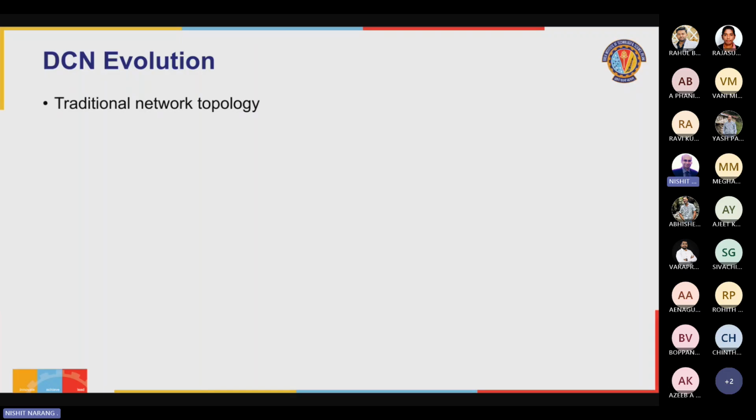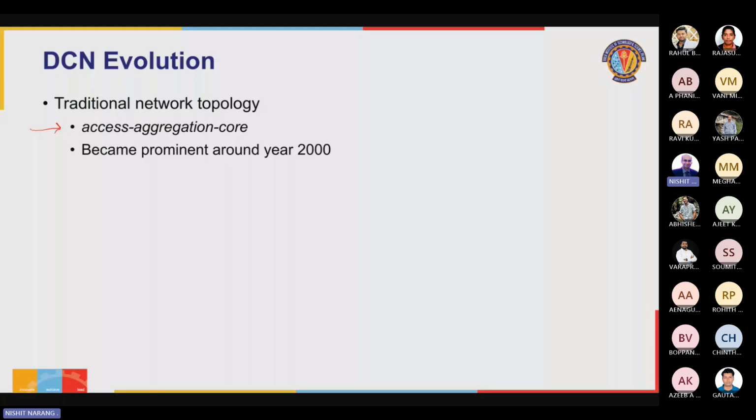As I summarized, this slide summarizes all of that. We start with the traditional network topology, which is called the access aggregation core. This is the traditional topology that was followed almost 7 to 8 years back, or a decade back, in data center networks. And as I said, it became prominent around the year 2000.